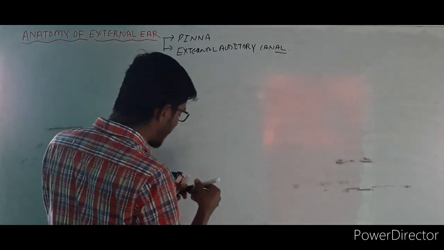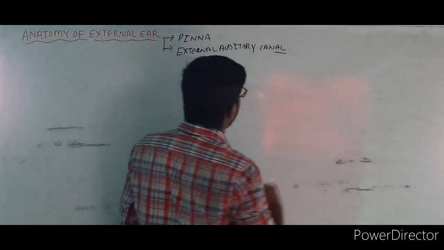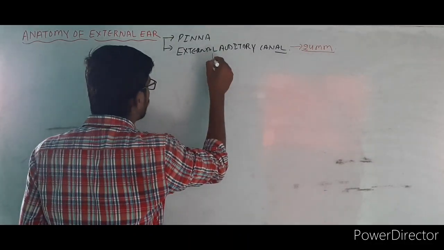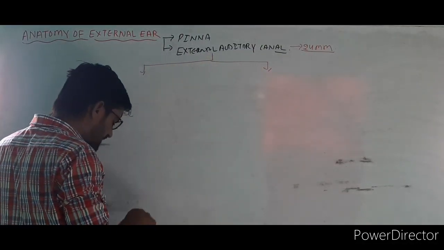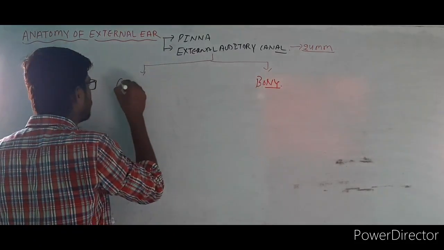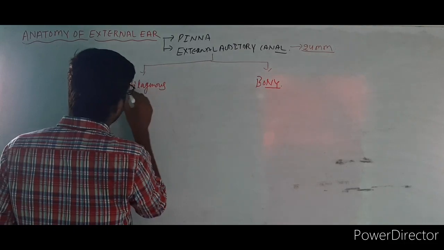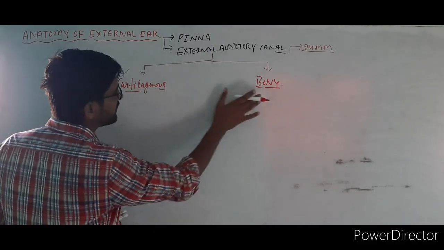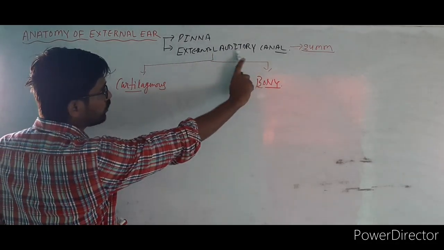First of all I want to tell you the normal things, that is the length. It has a length of 24 mm, and it has two parts. One part is the cartilaginous part, and one part is the bony part. Examiner will ask common things. Favorite question is what is the difference between the cartilaginous part and the bony part? One by one we are going to see. First thing, the length of the external auditory canal is 24 mm.